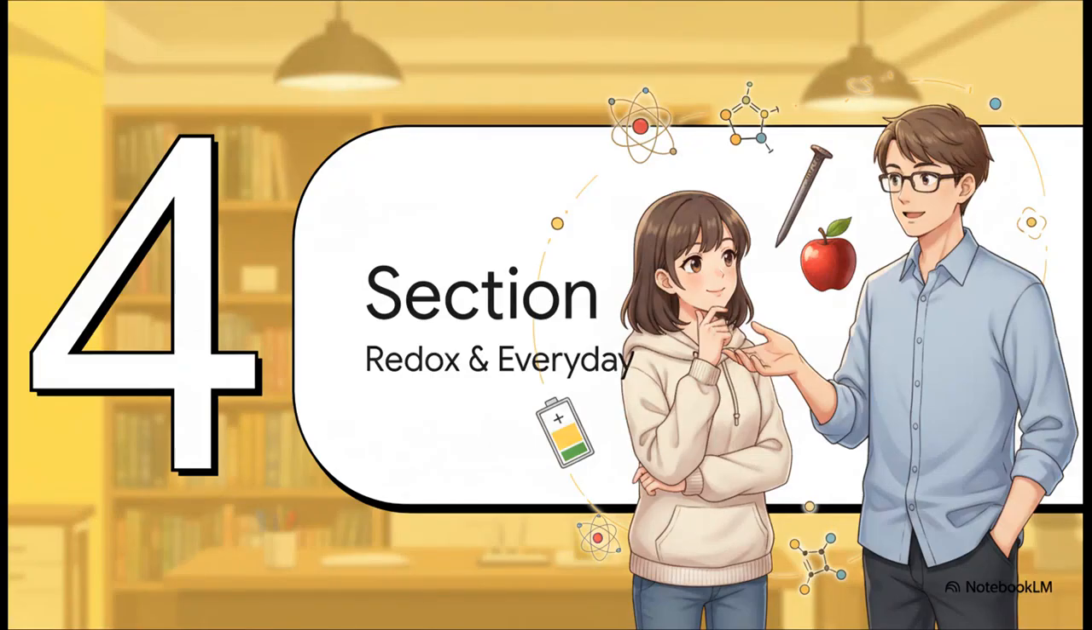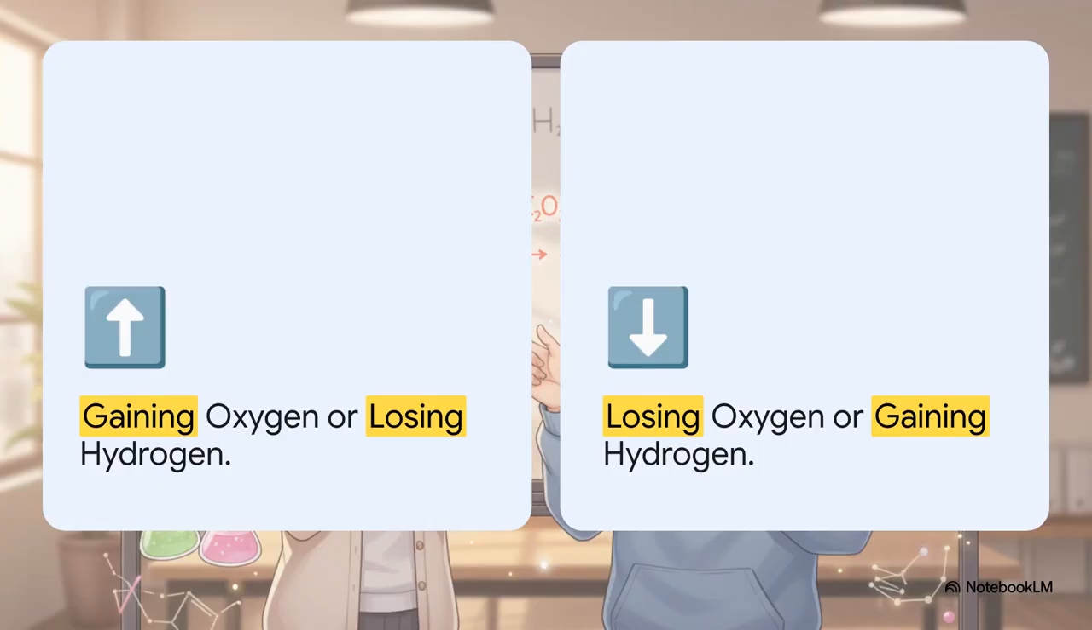All right, we're in the home stretch now. Let's quickly talk about redox reactions and then see how all this chemistry actually shows up in our daily lives. Okay, redox. The name sounds kind of complicated, right? But it's not. It's just two things happening at the same time: oxidation and reduction. So what are they? As the slide shows, oxidation is when you gain oxygen or lose hydrogen. And reduction is, well, it's the exact opposite. You lose oxygen or gain hydrogen.